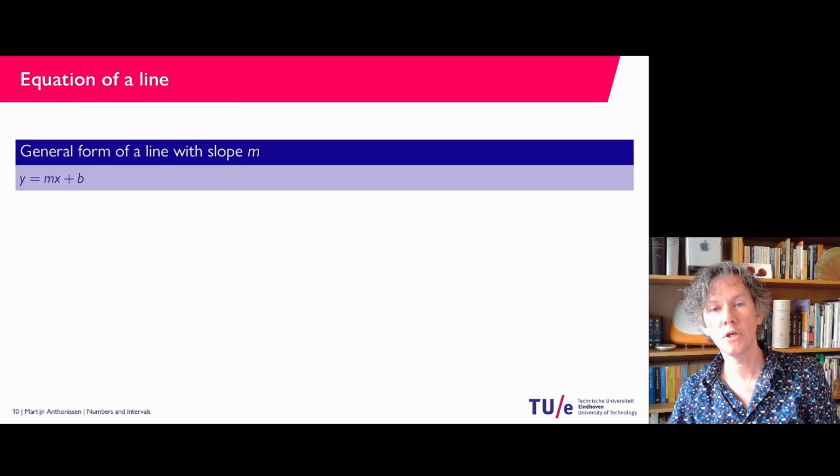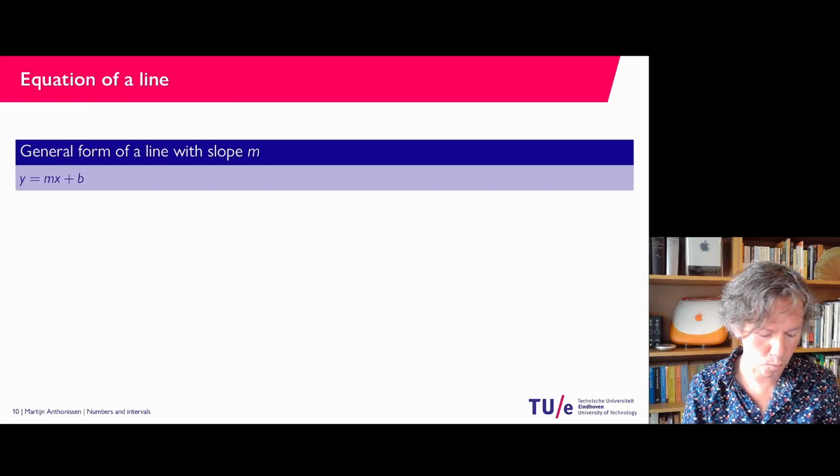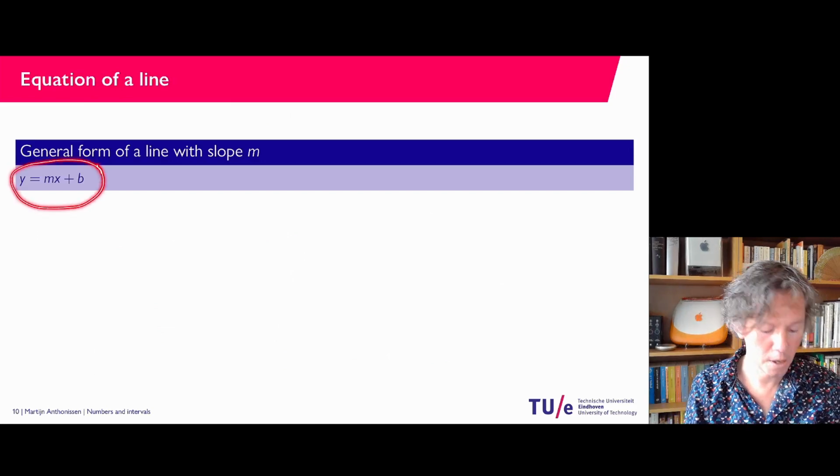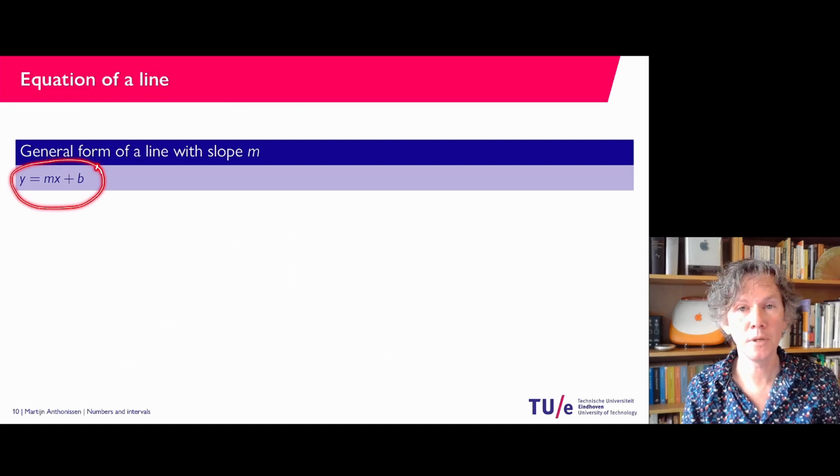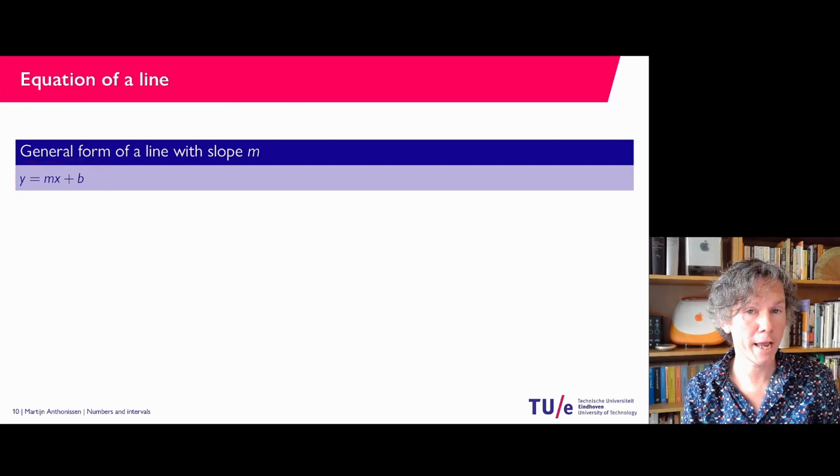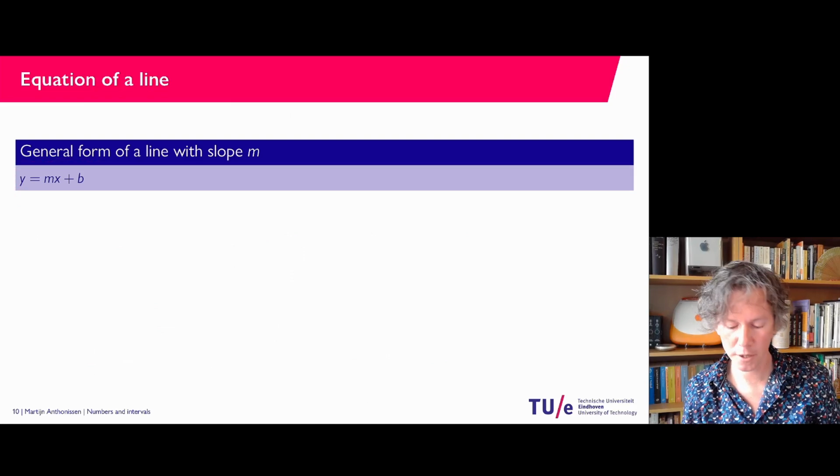The general equation for a straight line is y equals mx plus b. M is the slope and b is the y value for x equals 0. So that's where the straight line intersects the vertical axis, the y-axis.